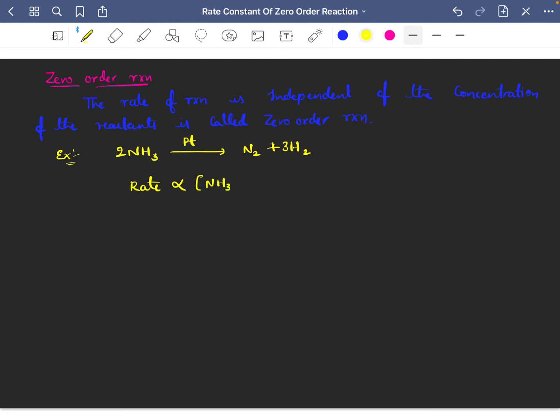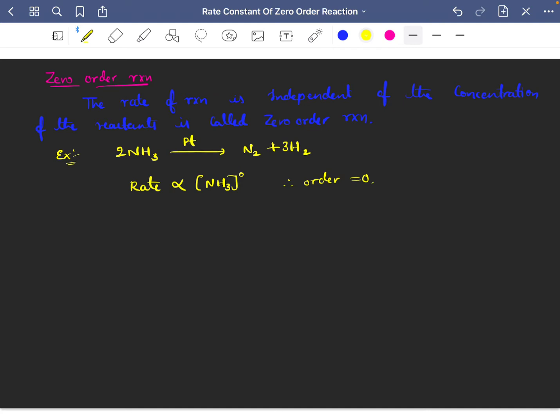Rate is directly proportional to concentration of NH3 power 0. Why? Because it is independent of concentration of reactants. Here NH3 is the reactant. So rate is independent of concentration of reactants, you can write. And therefore the order of the reaction will be equal to 0.